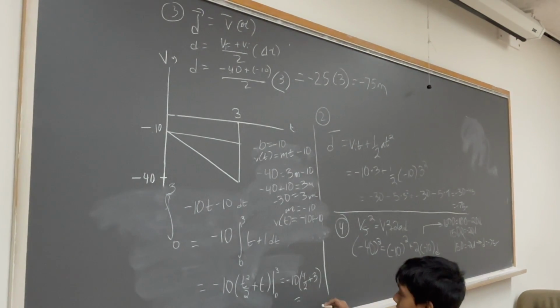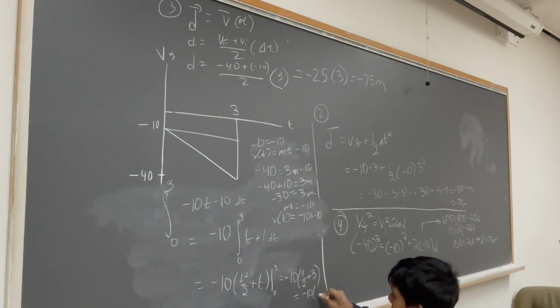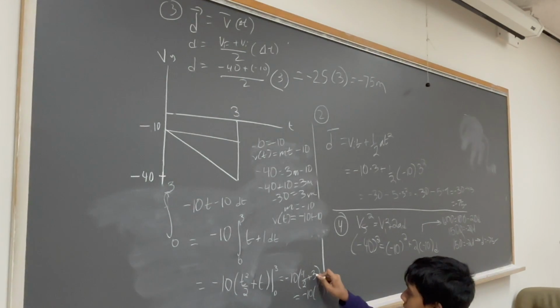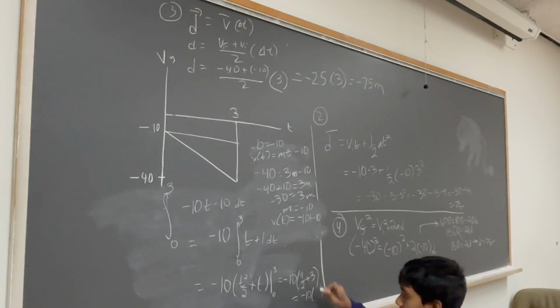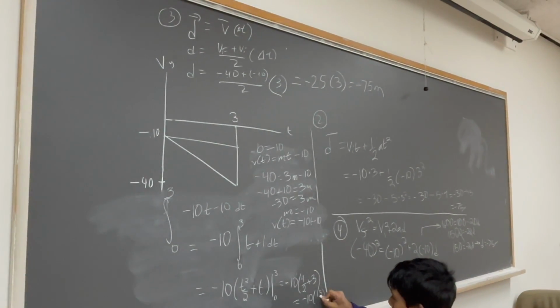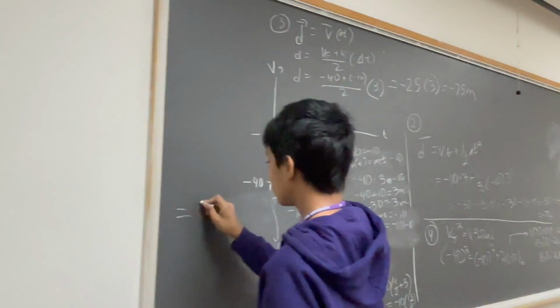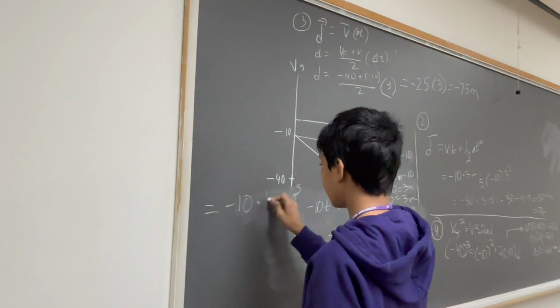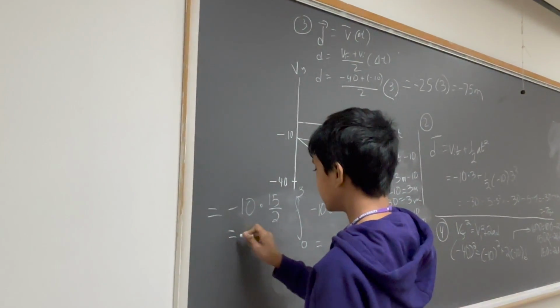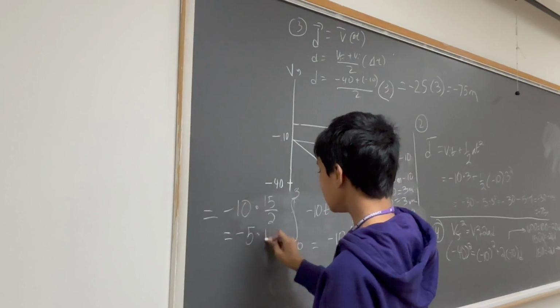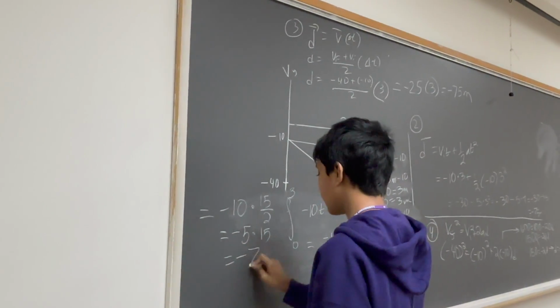So what does that get us? Well, that gets us negative 10 times what's 9 over 2 plus 3? Well, that's equal to 15 over 2. So we get minus 10 times 15 over 2, which is minus 5 times 15, or negative 75 meters.